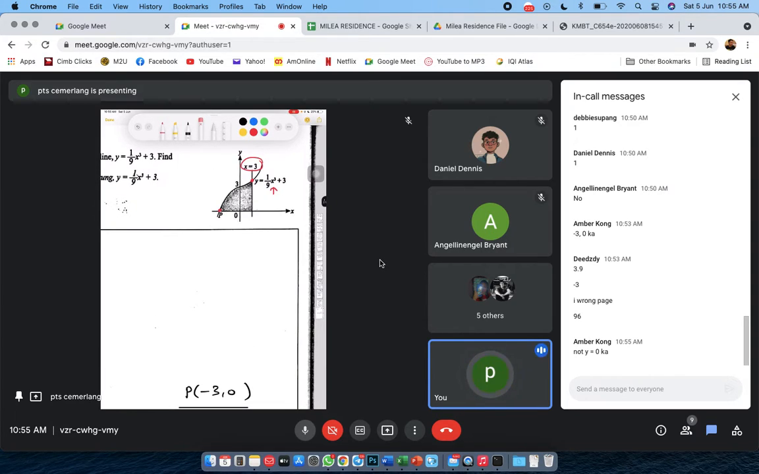Cikgu ingat point P tempat dia bersilang, so maksudnya tak jadilah nak substitute tadi. Tak jadi nak substitute lah. Okay. Ni, P kamu dekat sini, salah tengok. Okay.